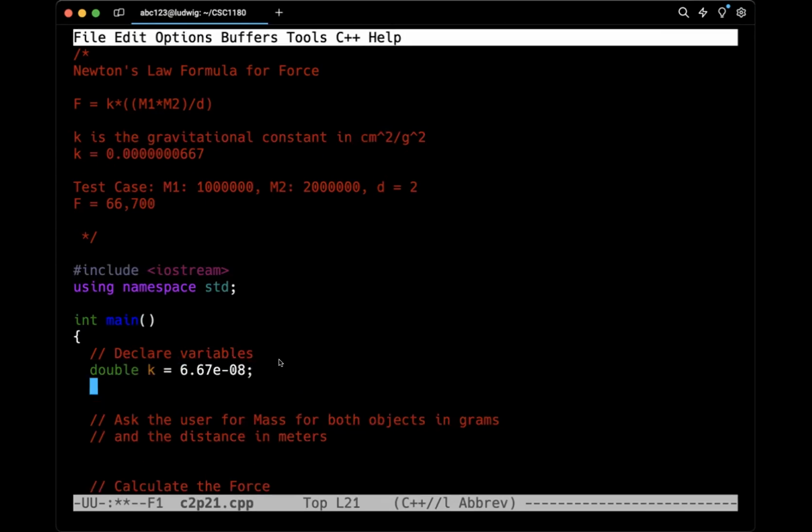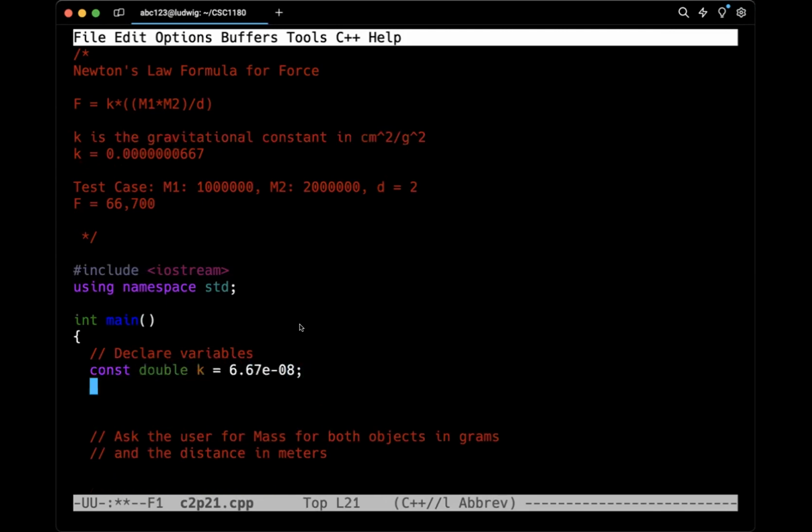So we're going to have that, and that's going to be a constant. That's a constant double K. And then the others should be doubles as well. So we're going to have a double for M1, we could call it M2, and D. All seems okay.